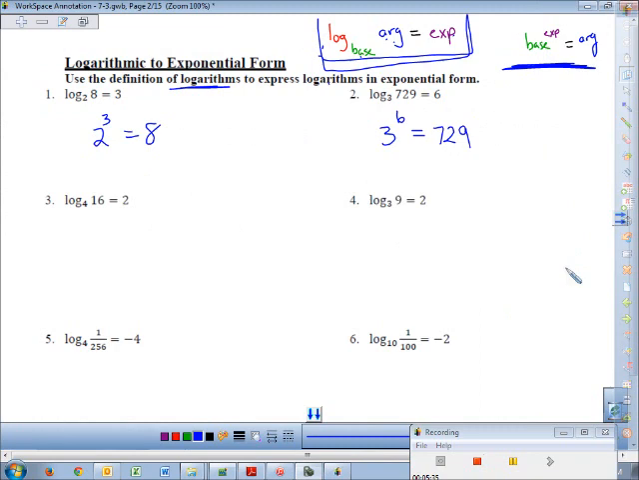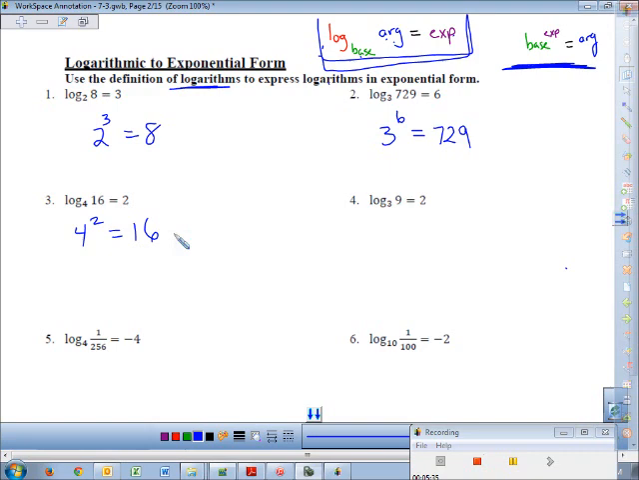Cool. 3, what's the base? 4 to what exponent? 2 equals our argument, which is what? A piece of cake, right? Just taking a logarithm and rewriting it as an exponential form. Give 4 a shot. What to the what equals what?